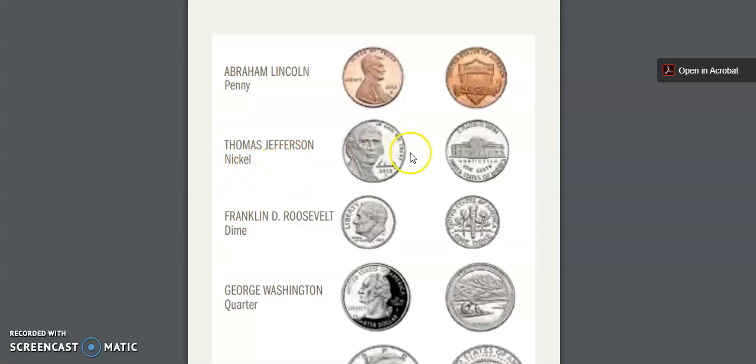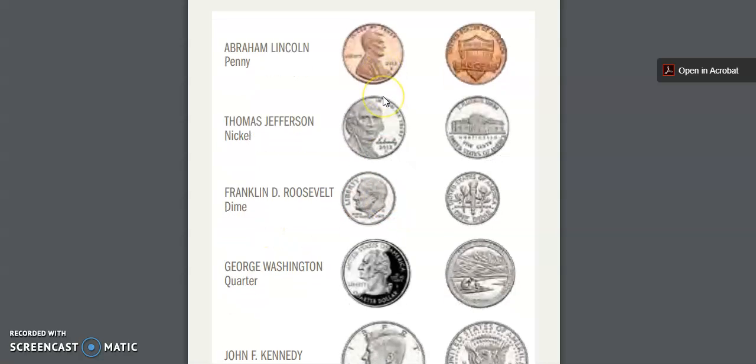On the nickel, we have Thomas Jefferson. It used to be a side of his face like this, but recently, I think within the last 5 or 10 years, I don't remember exactly, they changed it so that you could see the front of his face. So he is worth 5 cents. Very good.